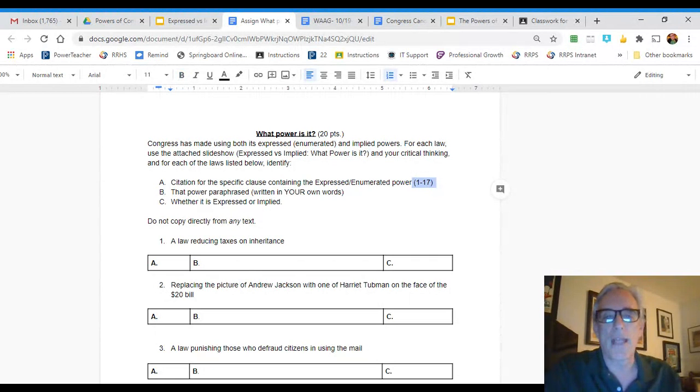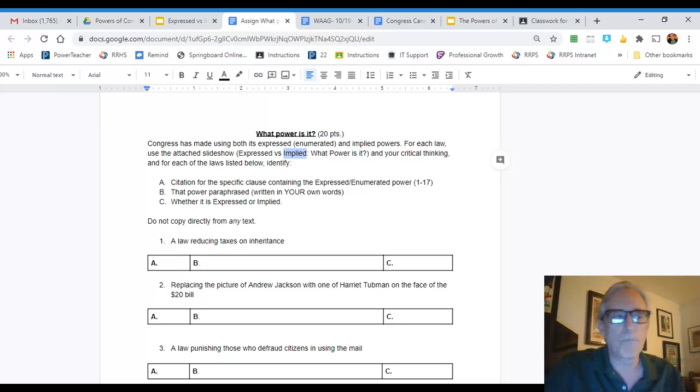Now, it's important to note, every law that Congress makes uses one of these 17 powers to make that law. It does not ever make laws without using one of those 17 powers. However, as I mentioned before, there are these implied powers that come along with the necessary and proper clause, which allows them to make laws regarding the enumerated or expressed powers.